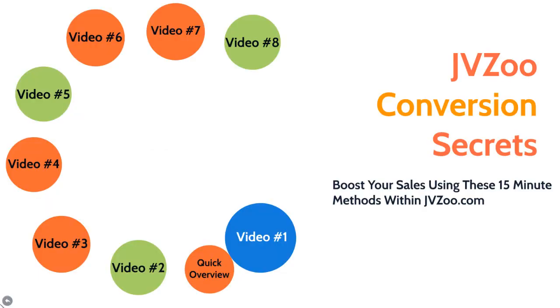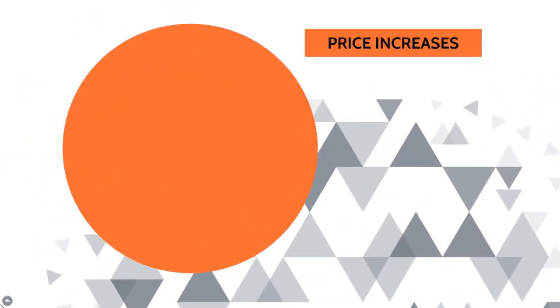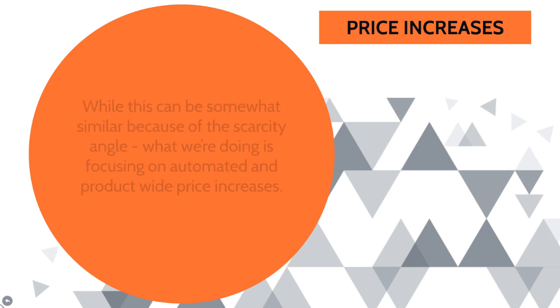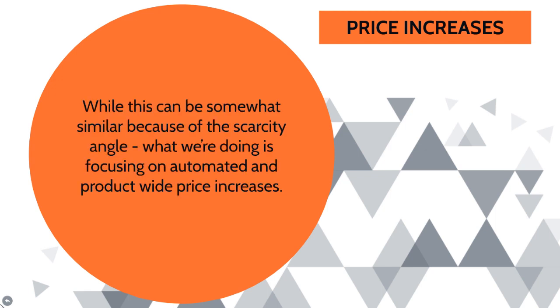All right, so welcome to video number 6, and we're going to talk about price increases, which is a different method, and there are going to be 2 different avenues as well that you can take. While this can be somewhat similar because of the scarcity angle, what we're doing is focusing on automation and product-wide price increases. So instead of having a private promotion, this is going to impact the whole site. This is going to impact the whole product.